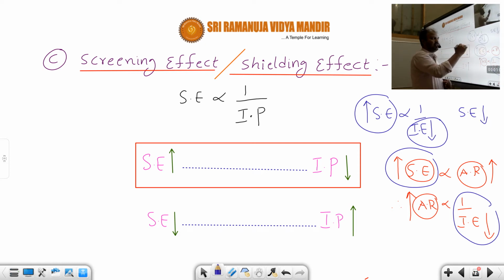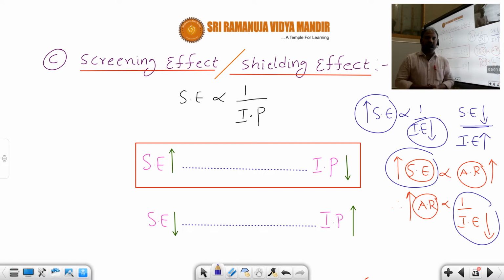Both are inversely proportional to each other. That means when one variable increases, the other variable decreases. So when the shielding effect decreases, ionization energy must increase. Why does it increase? A decreased shielding effect indicates poor shielding effect. That means inner electrons do not protect the outermost electron. Whenever inner electrons do not protect the outermost electron, that outermost electron is strongly attracted by the nucleus, and the net attraction on the outermost electron is more.